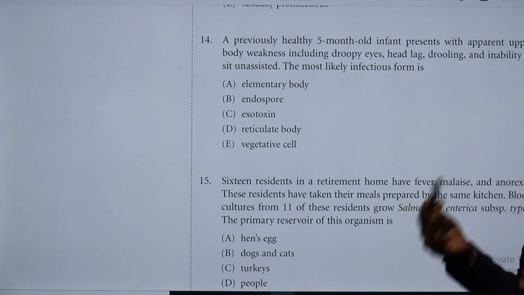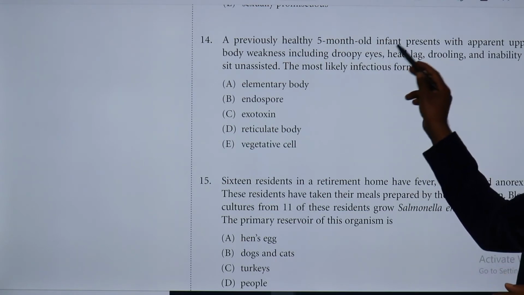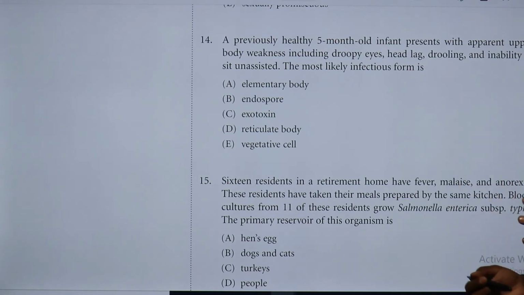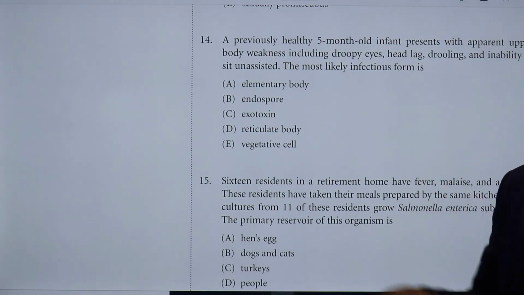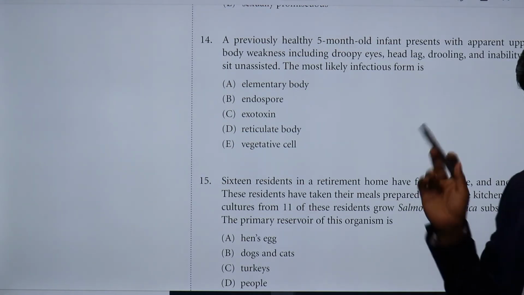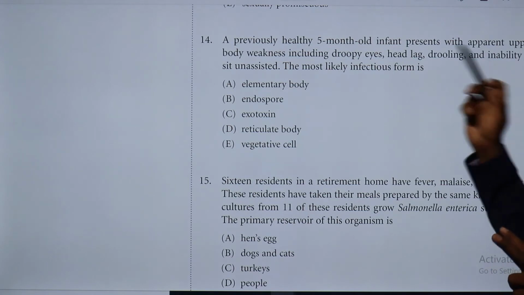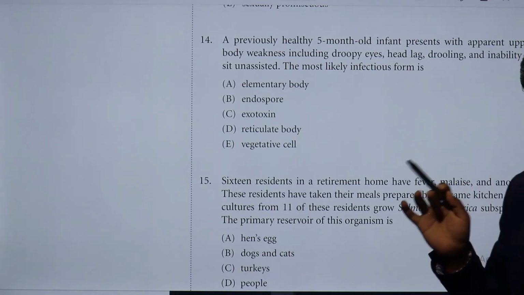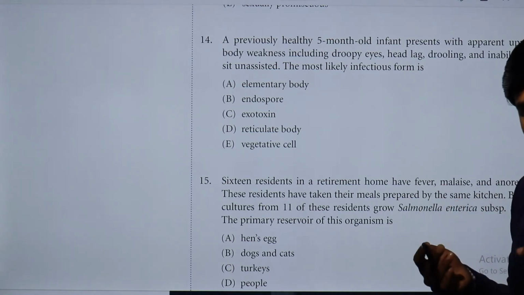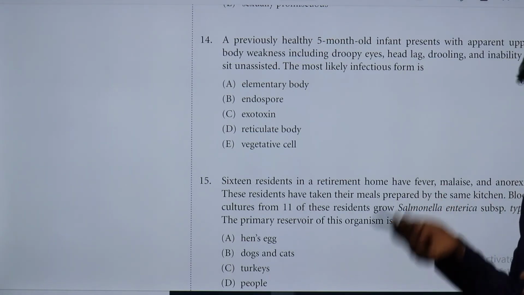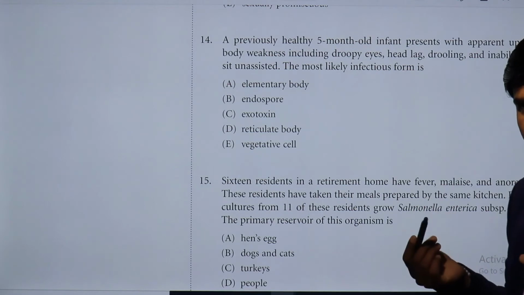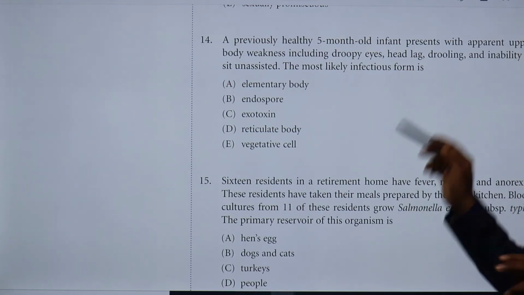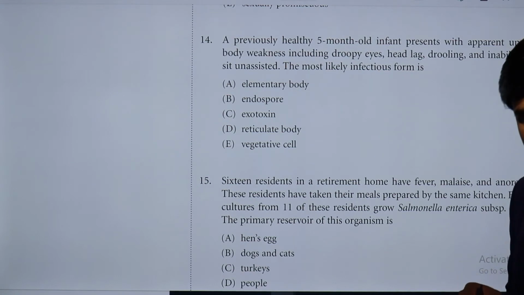So all this muscle weakness is found, and this gives a hint in an infant. The question asks for the most likely infectious form. So you need to first identify the disease, then identify the bacteria, and then identify the infectious form of that bacteria. There are three things you have to do with this question. First, understand the disease: an infant with muscle weakness is infantile botulism, which is caused by the bacterium Clostridium botulinum. The infectious form of Clostridium species normally is the spore. If you're talking about this presentation, it is a toxin-mediated disease, so the toxin was released by Clostridium botulinum.